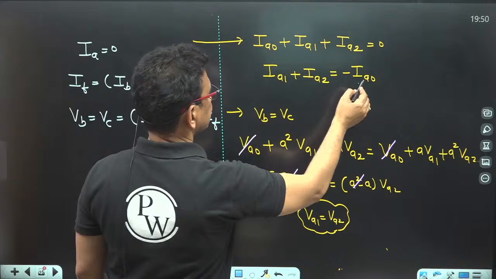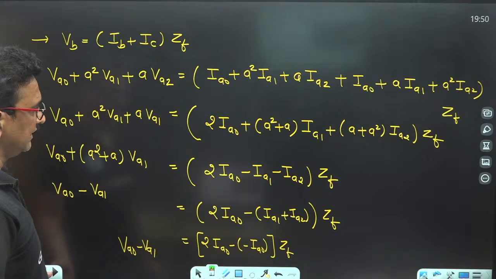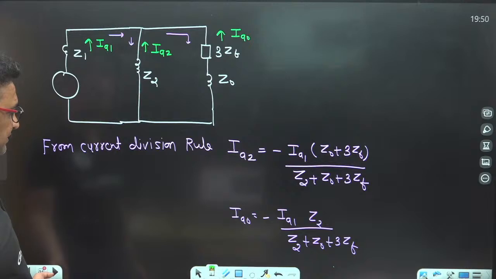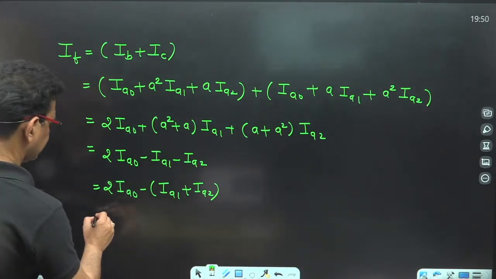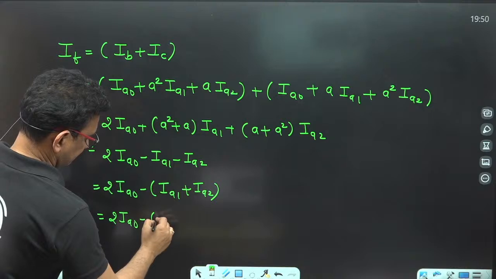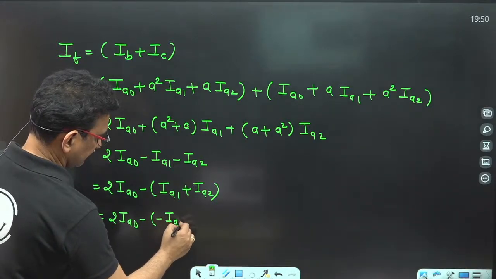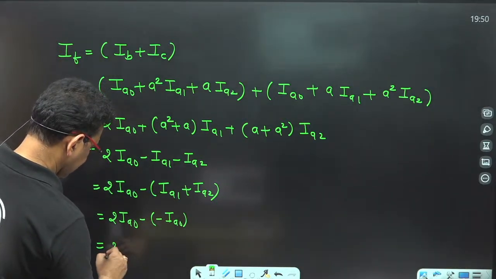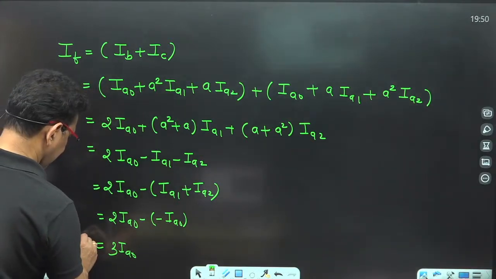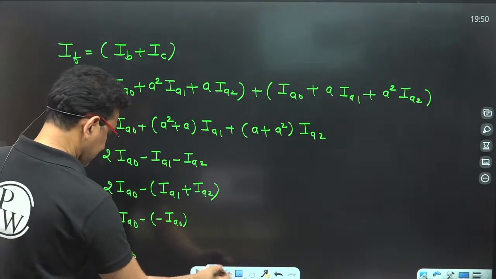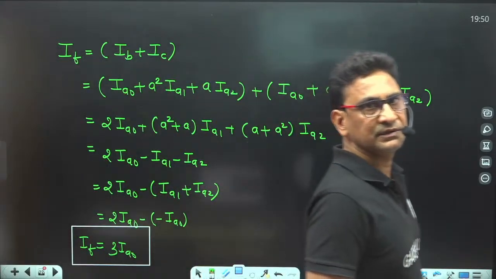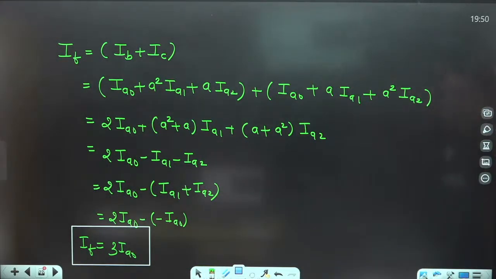It is minus Ia0. So minus Ia0, 3 Ia0. So 3 times Ia0 is the value of fault current. In this way, you can easily find out the value of fault current. Clear?